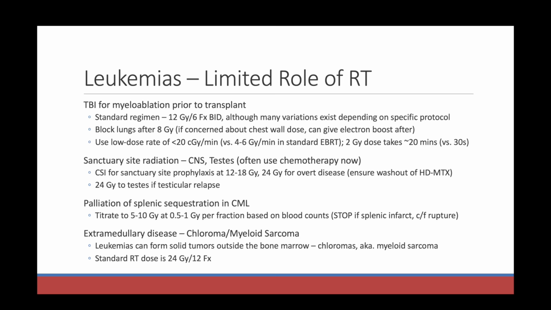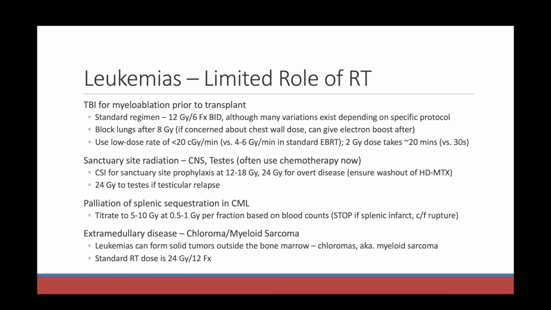You can do palliation for splenic sequestration that happens in patients with CML, and the splenic sequestration palliative radiation dose is 5 to 10 gray given at 0.5 to 1 gray per fraction, so very low dose of radiation daily. And you actually titrate this based on the blood counts. So if the blood counts drop significantly, you stop, or if patients have a splenic infarct, you stop because you're concerned about rupture.